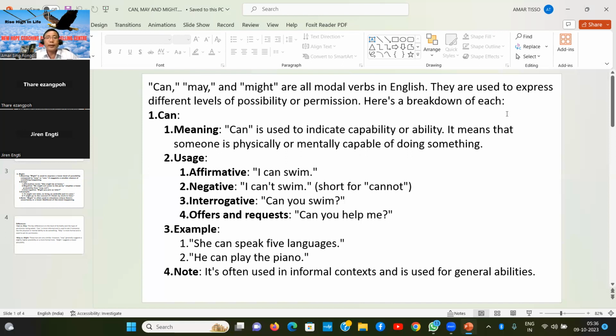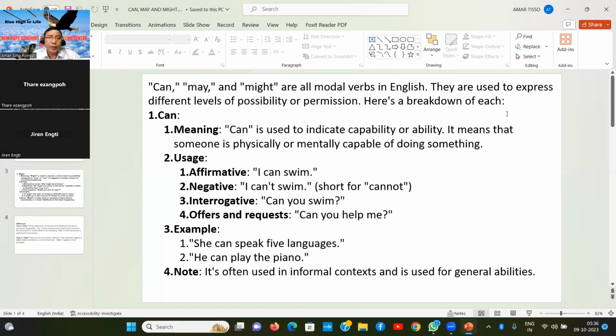Okay, this is one. And number four is for offers and requests. Can you help me? Can you help me? So it's like requesting or offering. Can you help me? Okay.